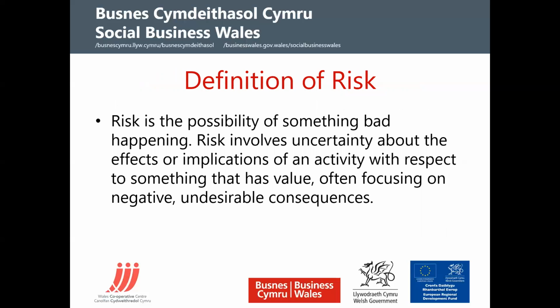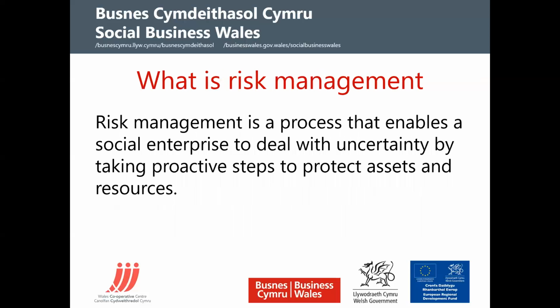So, a definition of risk. So, risk is the possibility of something bad happening. Risk involves uncertainty about the effects or implications of an activity with respect to something that has value, often focusing on negative and undesirable consequences. So, what is risk management? Risk management is a process that enables a social enterprise to deal with uncertainty by taking proactive steps to protect its assets and resources.